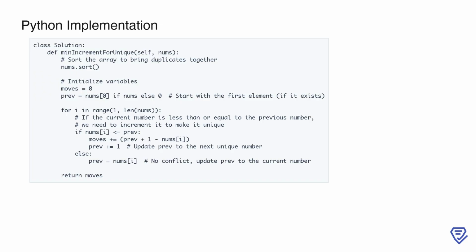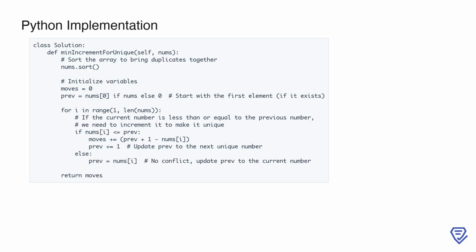For each element, we check if it is less than or equal to the previous value. If it is, we calculate the required increments to make the current value strictly greater than previous, i.e., previous plus 1. These increments are added to the moves counter, and previous is updated to reflect the new unique value. If the current value is already greater than previous, we simply update previous to this value without adding any increments.